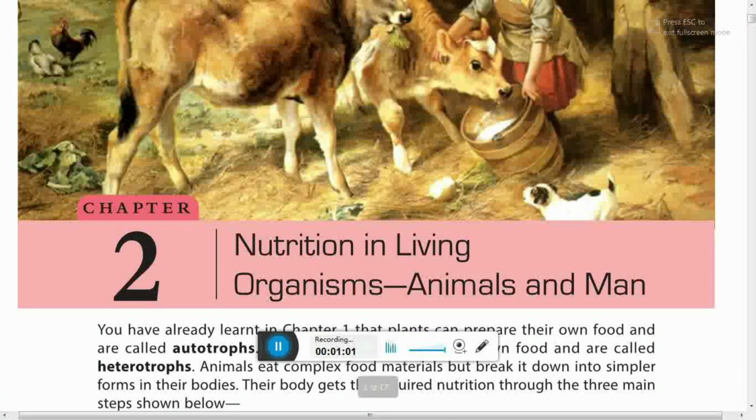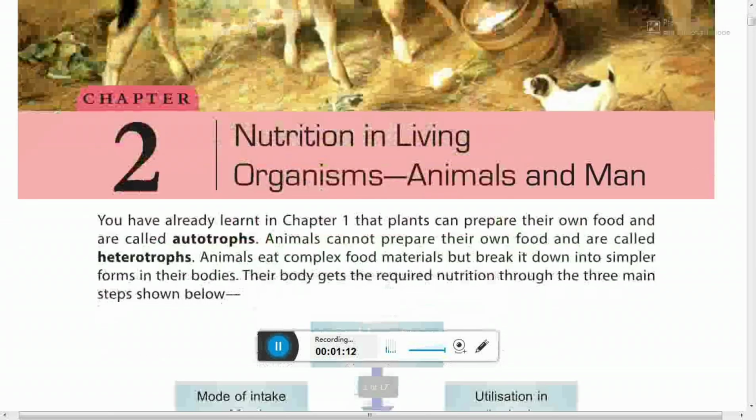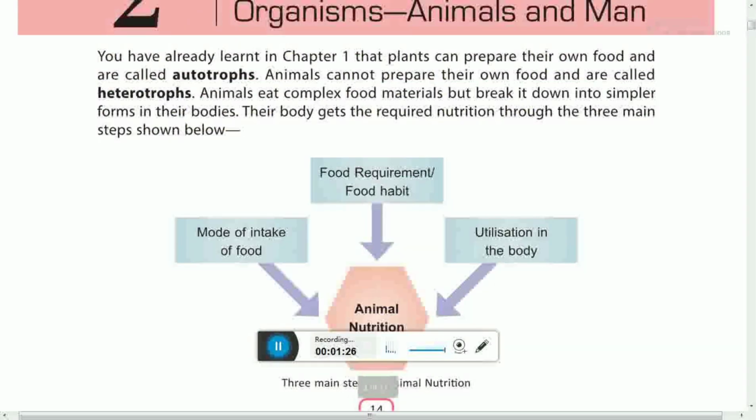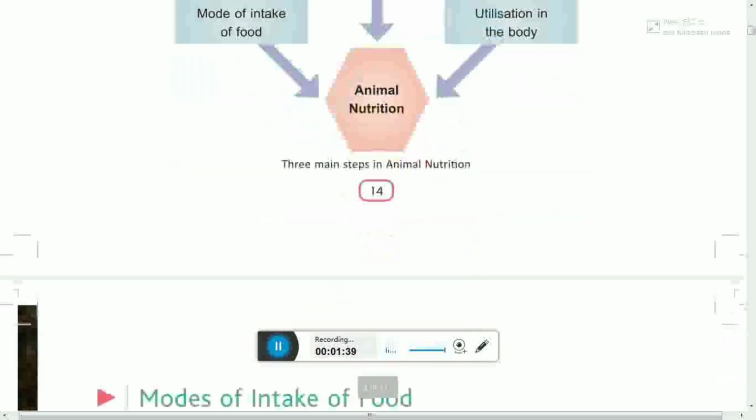Animals eat complex food materials but break them down into simpler forms in their bodies. Their body gets the required nutrition through the three main steps just shown below. You can see food requirement or food habit, mode of intake of food, and utilization in the body.